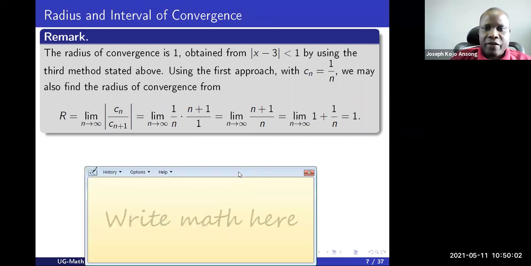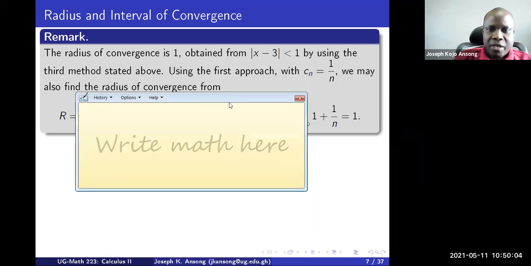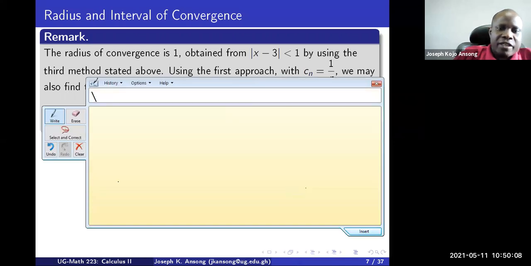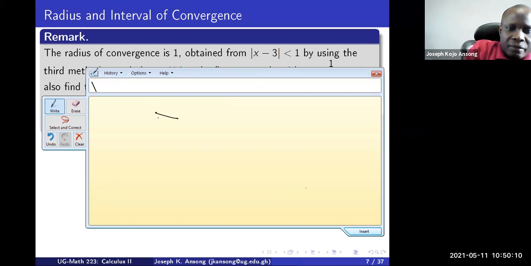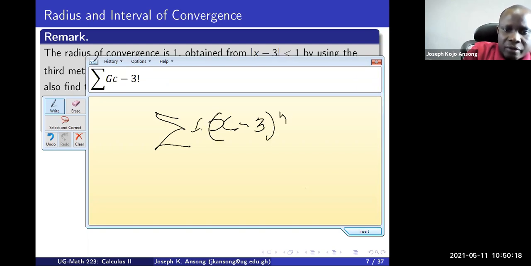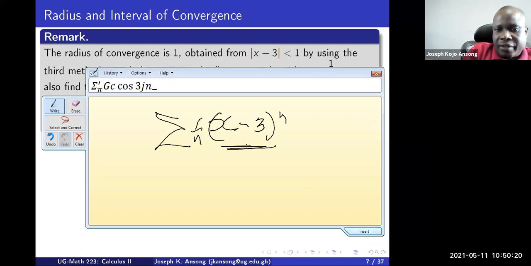Okay, so since the radius is 1, of course, you can then find the interval of convergence from the series, if you want the interval. So to get an interval from the series, you can get it. Remember, the series is this, raised to the power n all over n, or this. So from this, you get a series, okay? You get the radius.